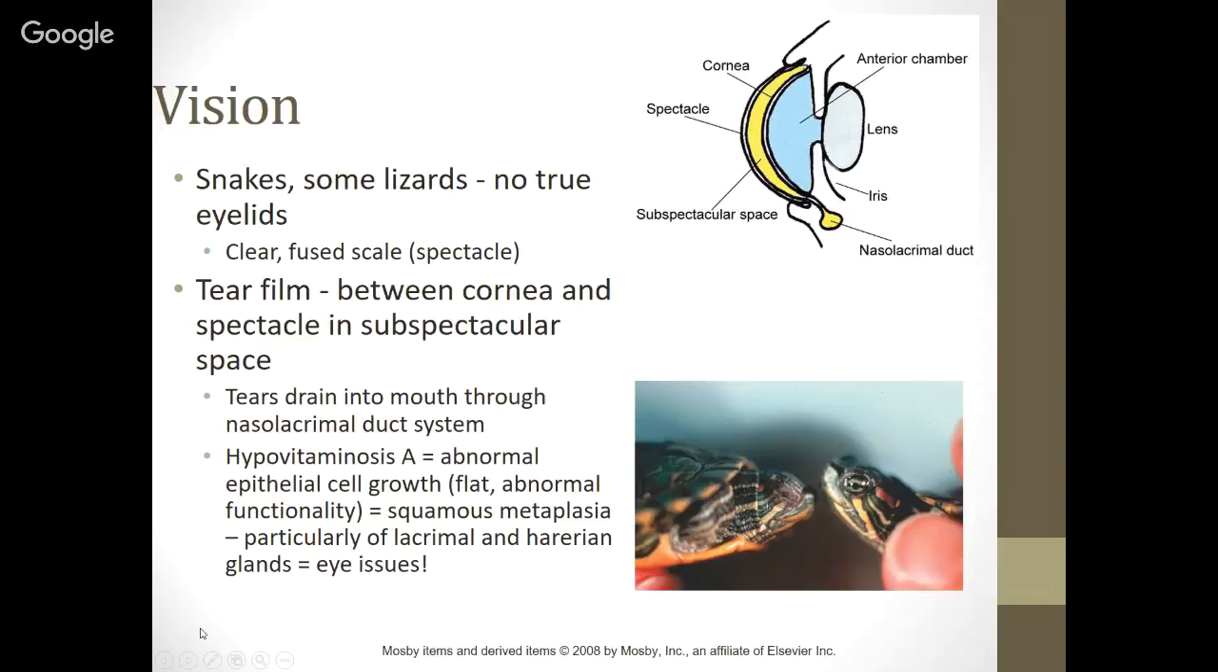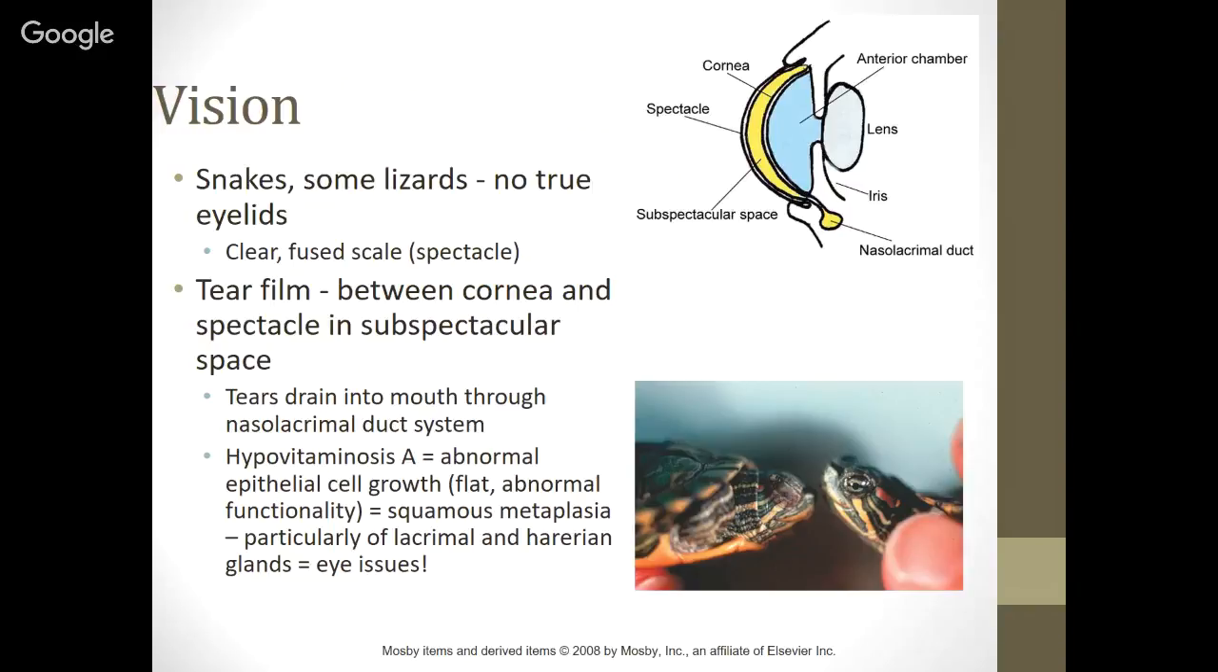Snakes and some lizards have no true eyelids. They have that clear fused scale, which is the spectacle or the brill. There is a tear film between the cornea and the spectacle in the subspectacular space. Subspectacular, it's a pretty spectacular word, but that subspectacular word means under the spectacle, and there's a tear film between that to protect the cornea. Tears then drain into the mouth through the nasolacrimal duct system.